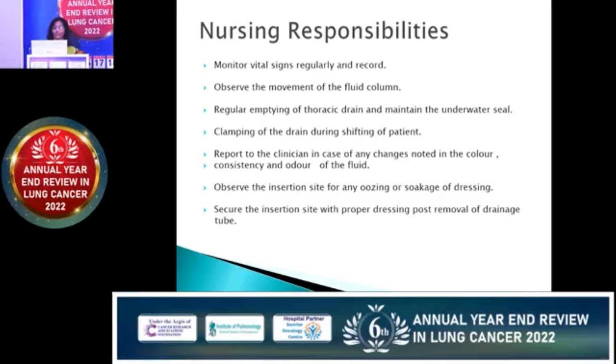Clamping of the drain during shifting of the patient is very important. We should remind the relative and our labor staff to keep it clamped when the patient is shifted. Otherwise also we should recheck it. Plus keeping the level of the bag below the chest level. Report to the clinician in case of any changes noted in the color, consistency and odor of the fluid. That is very important. Observe the insertion site for any oozing or soakage of dressing. If it is there, we should inform.